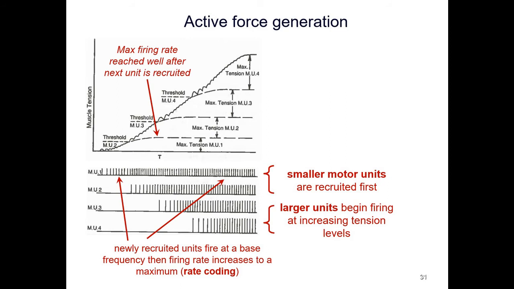Before the maximum possible firing rate for Motor Unit 1 is reached, we see Motor Unit 2 being recruited. Now the effects of Motor Units 1 and 2 are being combined to produce the observed muscle force.